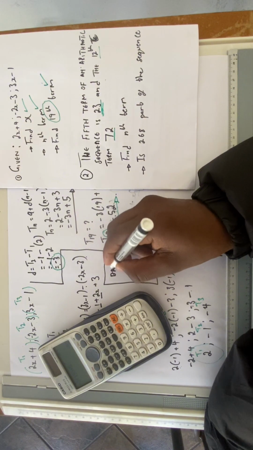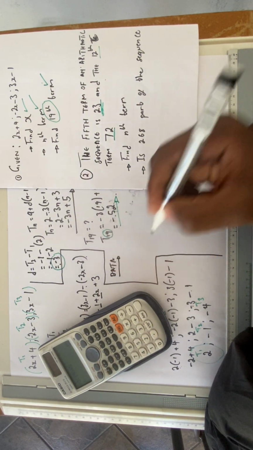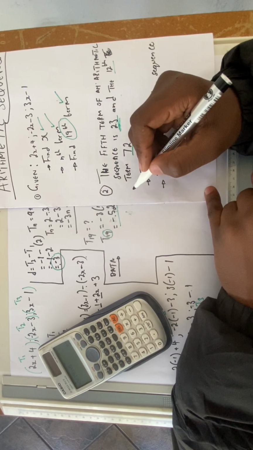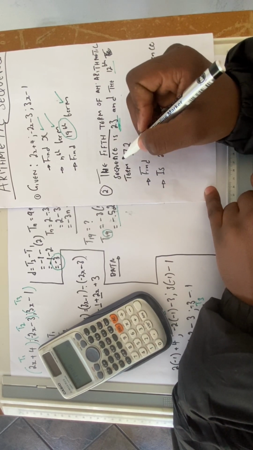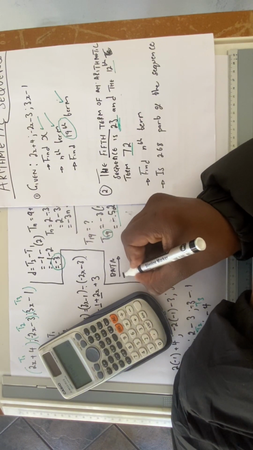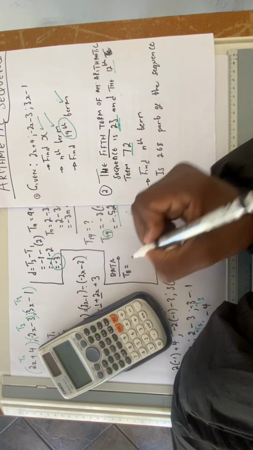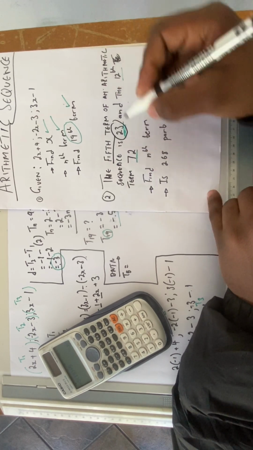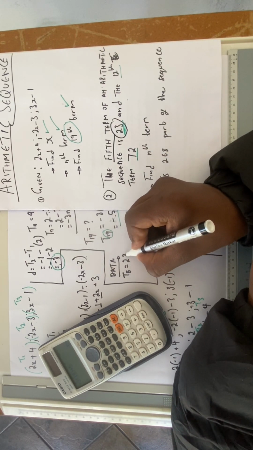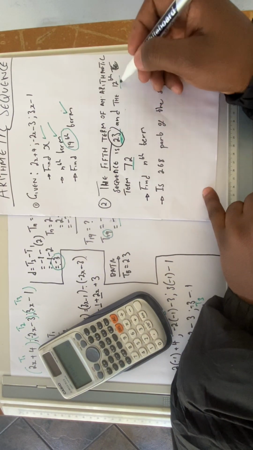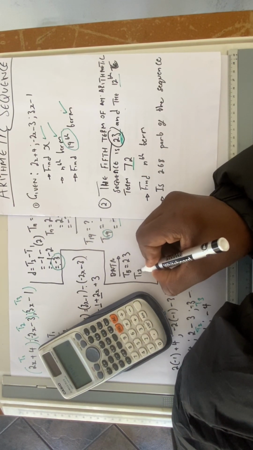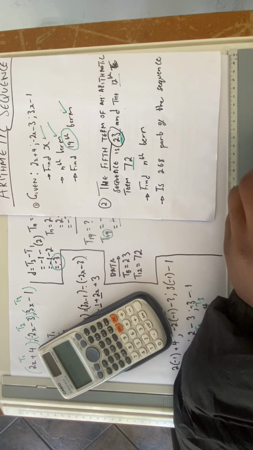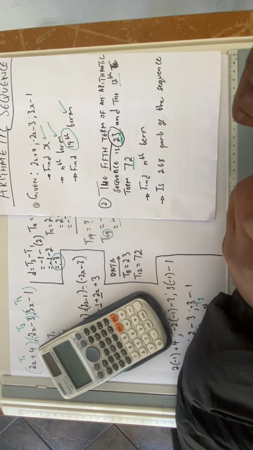I'm going to say data. Now, they say the fifth term. First things first, fifth term. What do I understand by this? I understand that they mean that T5 is what? The fifth term of an arithmetic sequence is 23. And then what else? And the 12th term, T12, is equal to 72.